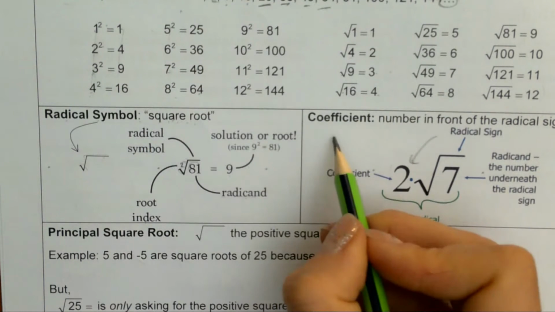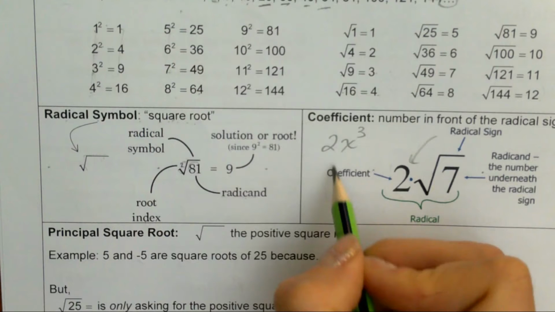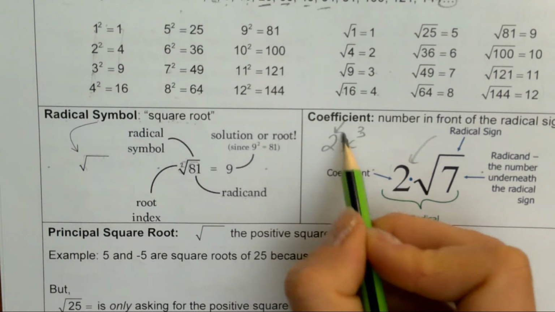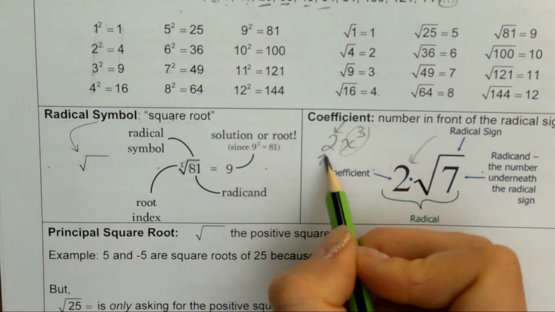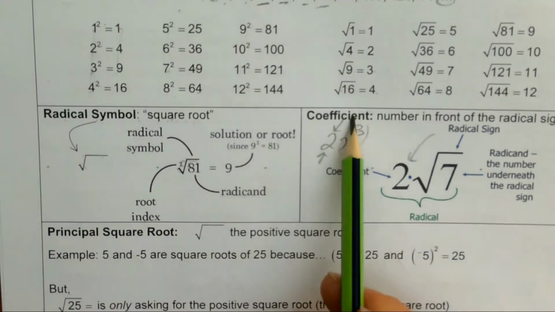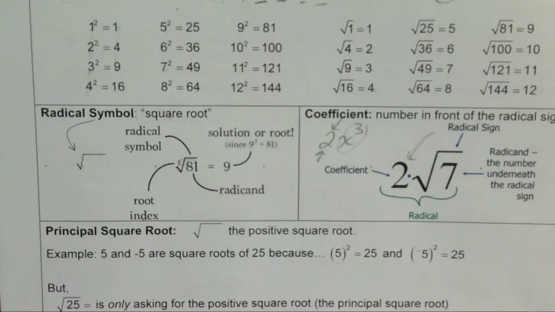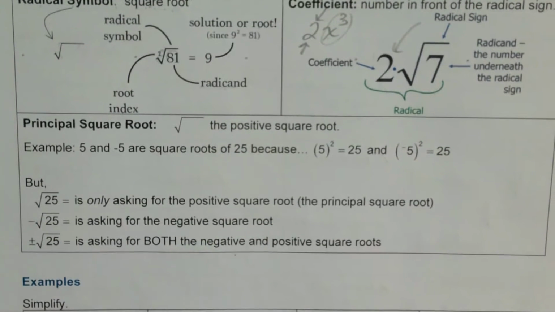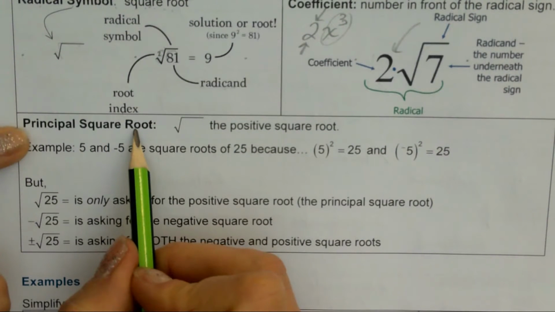But you can also have, say I have 2x cubed. The number in front of the x cubed is also called the coefficient. So it's just a number in front. You might hear me say coefficient sometimes. Okay? So the principal square root.